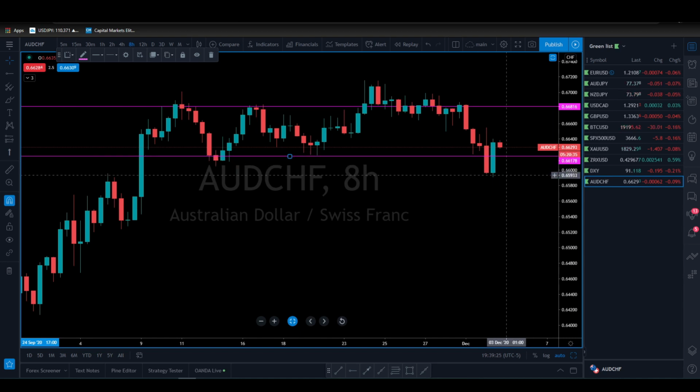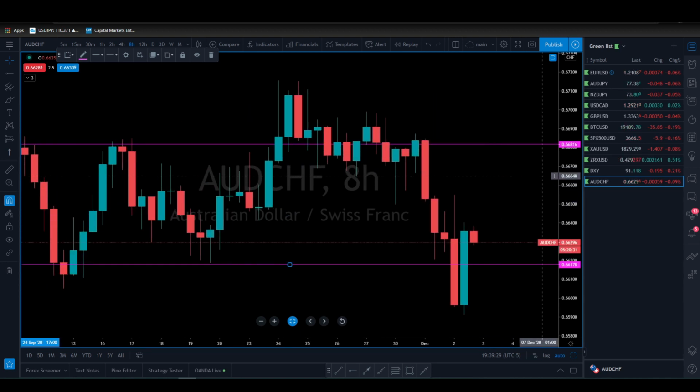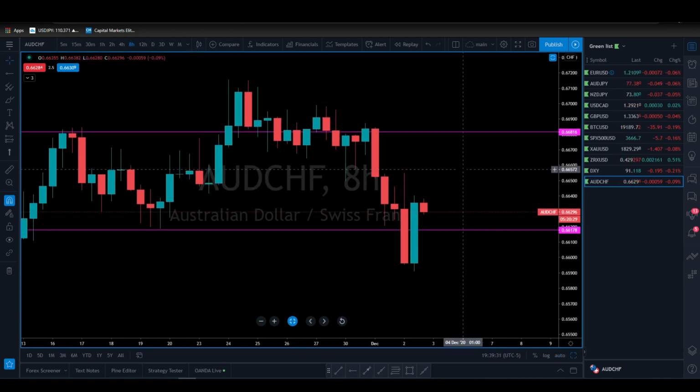However, if we do not close an 8-hour candle below this line, I will be looking for scalp trades tomorrow morning in the New York session, and I will be targeting this high if it hasn't been taken out yet. If we're still trading in a range down here when I wake up in the morning, I will be taking a long, looking for liquidity to be purged above this high.